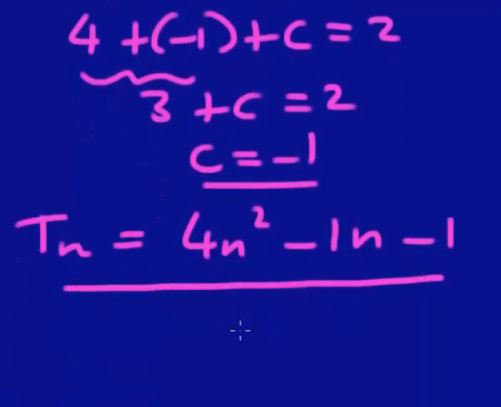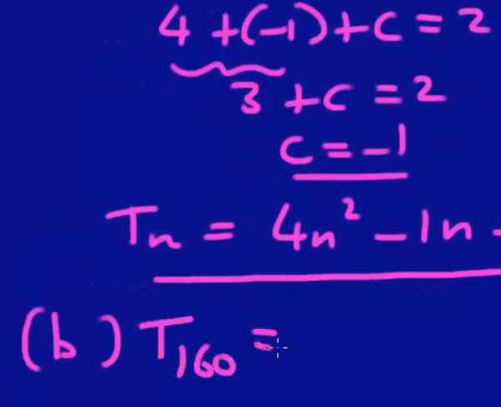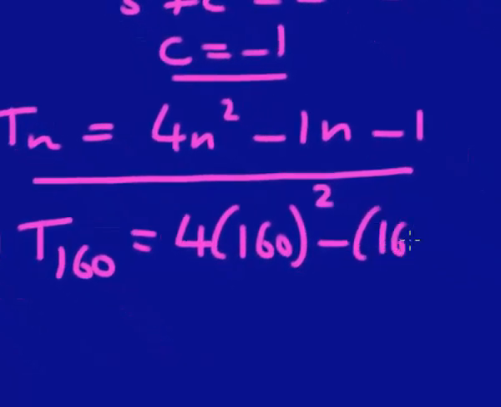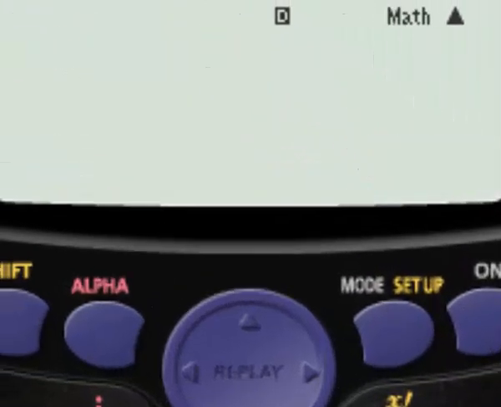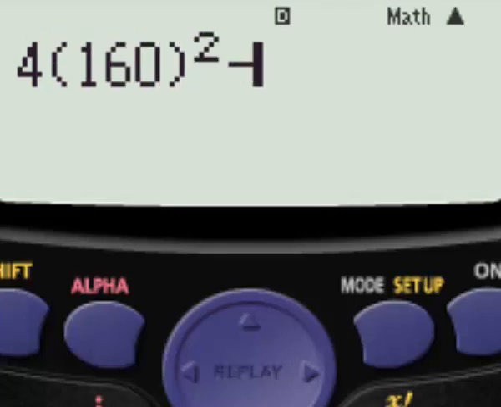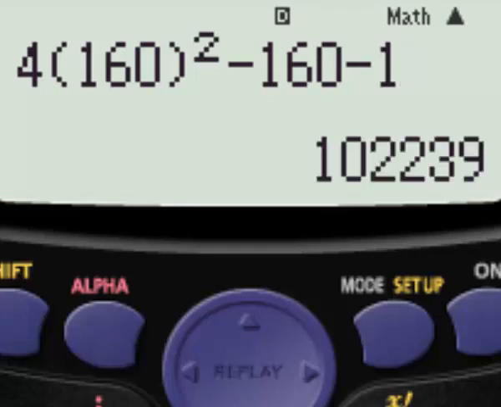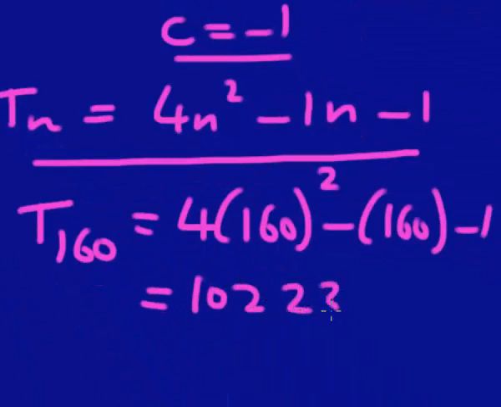So that's your nth term, and part B is they want the 160th term. So let's see, that's 4 times 160 squared minus 160 minus 1, and let's see what that comes to in a calculator. 4 multiplied by 160 squared minus 160 minus 1, and we come to an interesting number there. It's going to be 102,239. There we go. Awesome.